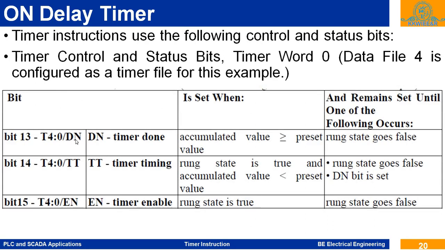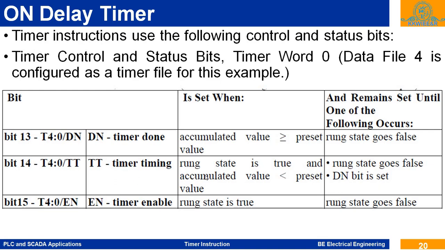Now here see how this done bit, TT bit, and enable bit are set, or remain set. Okay. Under what different conditions? Done bit. Okay. When the accumulated value is greater than or equal to the preset value, this done bit is set, and it remains in a set condition as long as the run state is true. When the run state goes false, this done bit is reset.